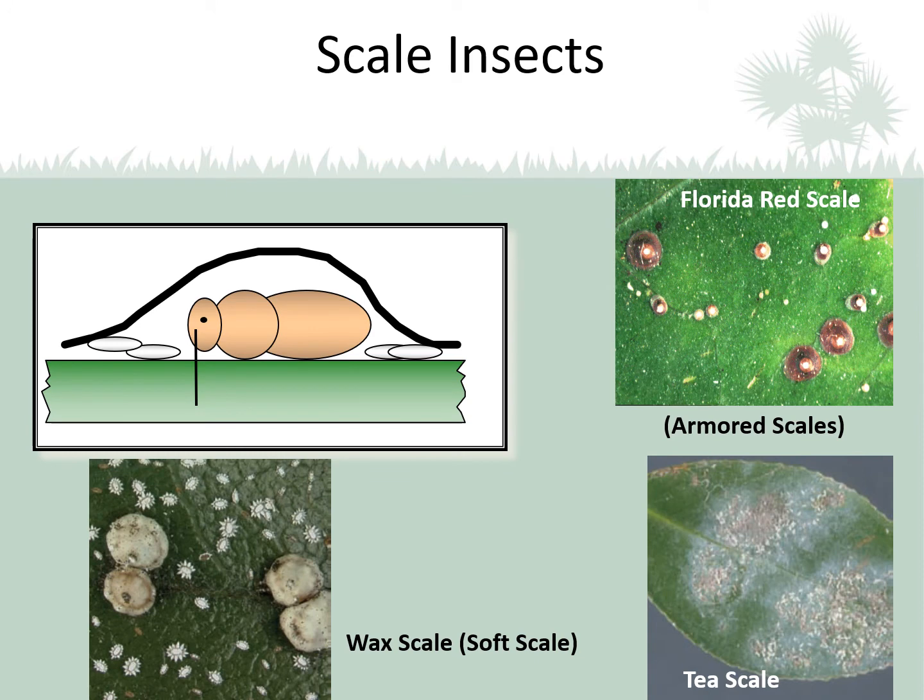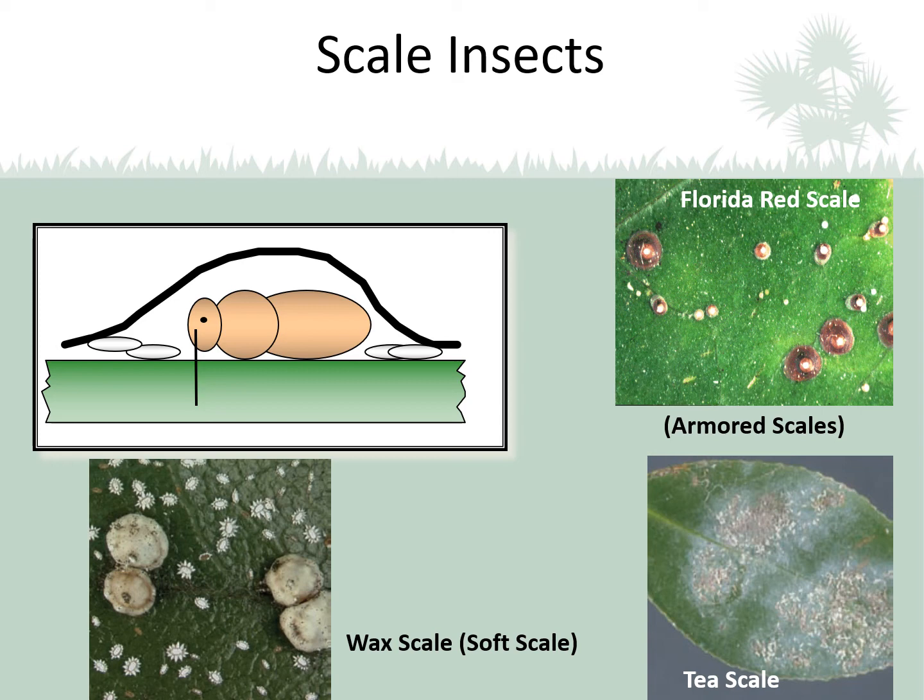Scale insects. This is a really interesting group of insects. In the upper left-hand corner, you can see a hand-drawn version of what a scale functions like. They can have either a soft or hard shell over them. This would be, in this particular case here, a larva, and it is piercing and sucking the nutrients and juices out of the plant. And you can see they're pretty well sealed off.